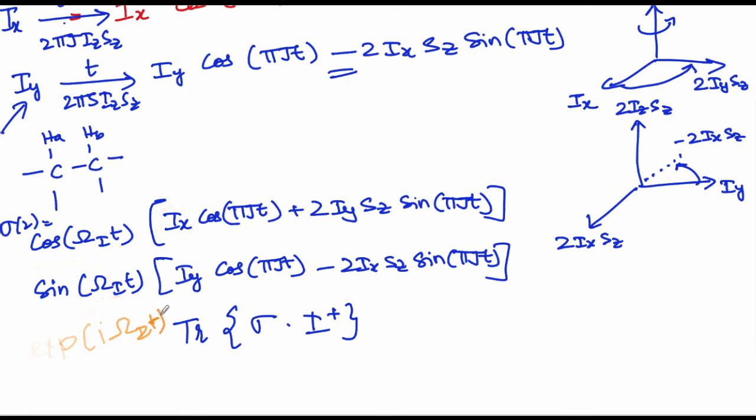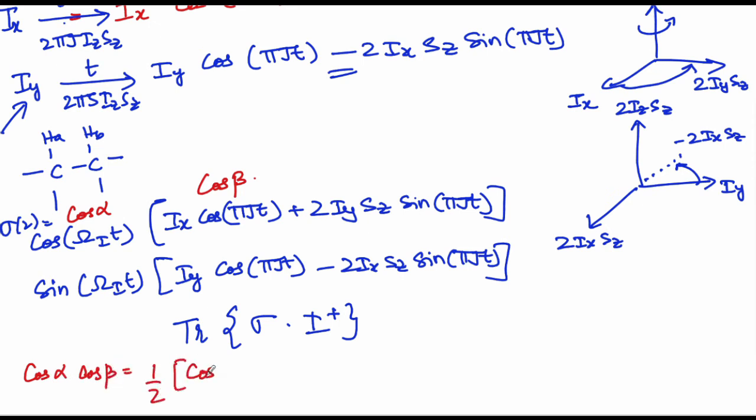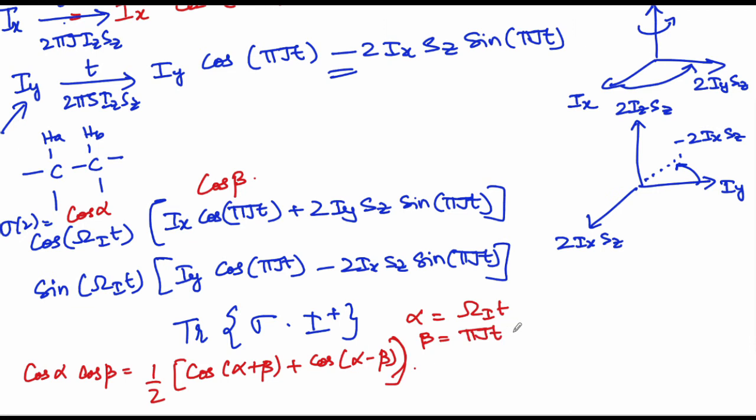Here you're going to have in addition a scalar coupling that ends up coming. What do we mean by that? You have something like a cos alpha, cos beta type term. So cos alpha cos beta is going to be given by 1 over 2 times cos of alpha plus beta plus cos of alpha minus beta. And we just said alpha is omega I t and beta is pi j t. So immediately you are able to understand omega I plus pi j times t, omega I minus pi j times t comes up.